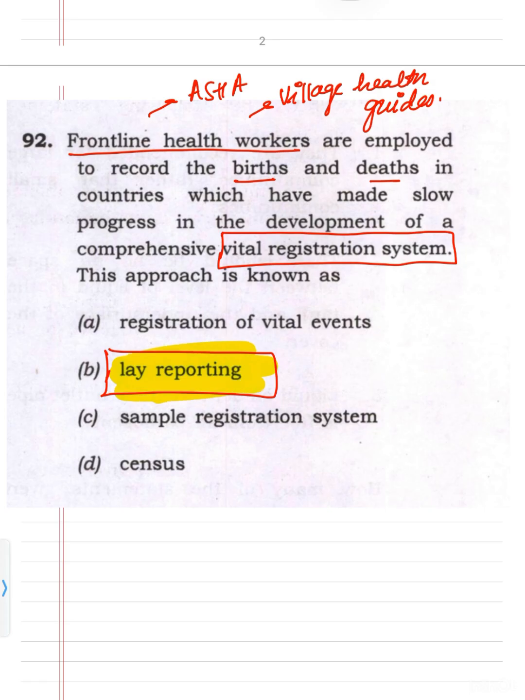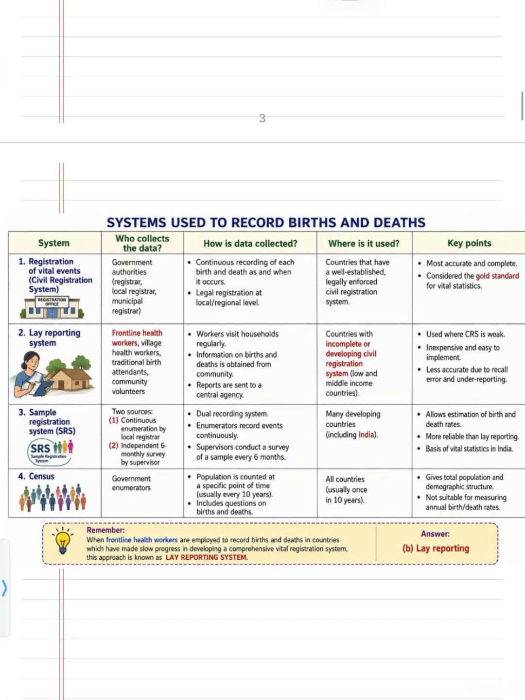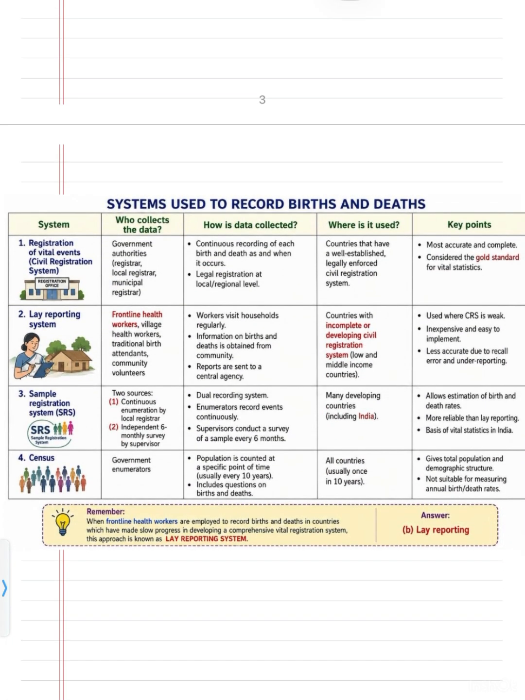Going through every option, first is registration of vital events, which is known as the civil registration system. Who collects the data? Government authorities like the registrar, local registrar, municipal registrar. How is data collected? Continuous recording of each birth and death as and when it occurs. Whenever somebody dies, we go to the MCD, the municipal corporation or BMC, and take the death certificate, or we take the birth certificate from the MCD. From there, the government can collect the vital data of birth and death.